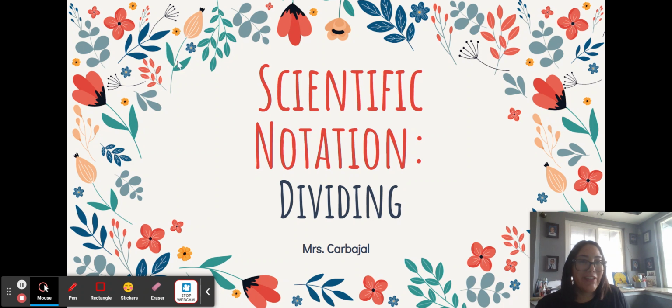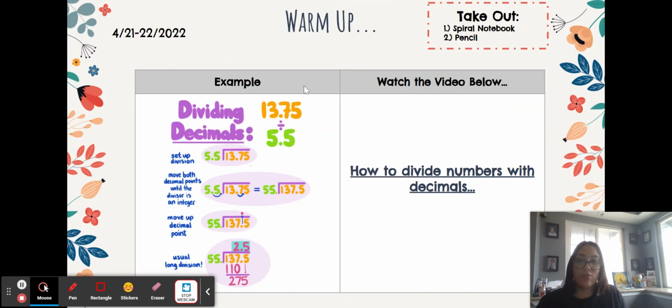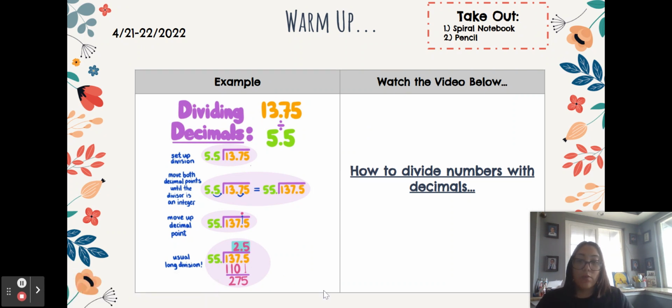So today we're going to talk about how to divide in scientific notation. So first of all, I did give you an example. I'm not going to go over it right now, but I want you to take a moment and really remind yourself how to divide, especially dealing with numbers involving decimals.